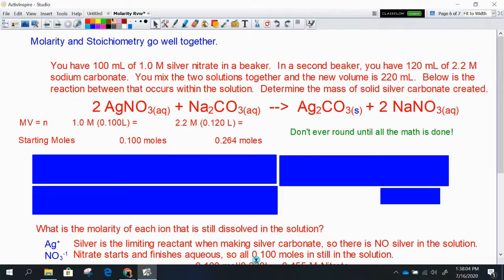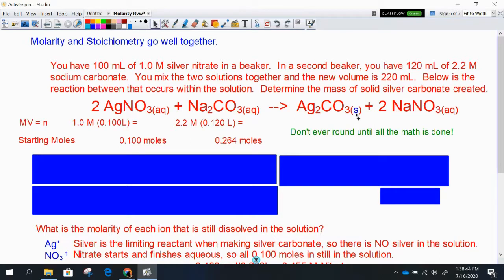So we have 100 milliliters of 1 molar silver nitrate. That's this guy right here, in a beaker. In a second beaker, we have 120 milliliters of 2.2 molar sodium carbonate. That stuff here, sodium carbonate. You mix the solutions together, and the new volume is 220 milliliters. Looks like it was perfectly additive. Below is the reaction that occurs between them. Determine the mass of the solid silver carbonate created. Now, I made the solid part blue here to make it pop for you. I didn't have to do that, but I decided to.